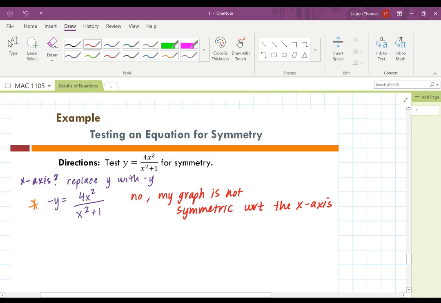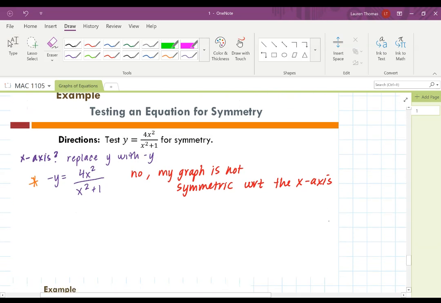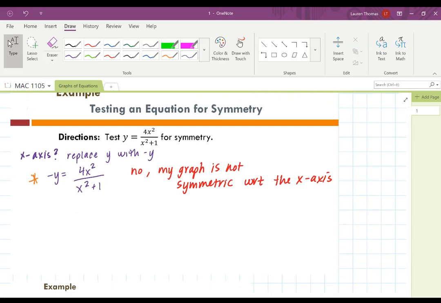Okay, in order for it to be symmetric, my new equation would have to be the same. It would have to be identical to my original one. All right, so since that didn't work for me, I'm going to go ahead and test to see if it's symmetric with respect to the y-axis.